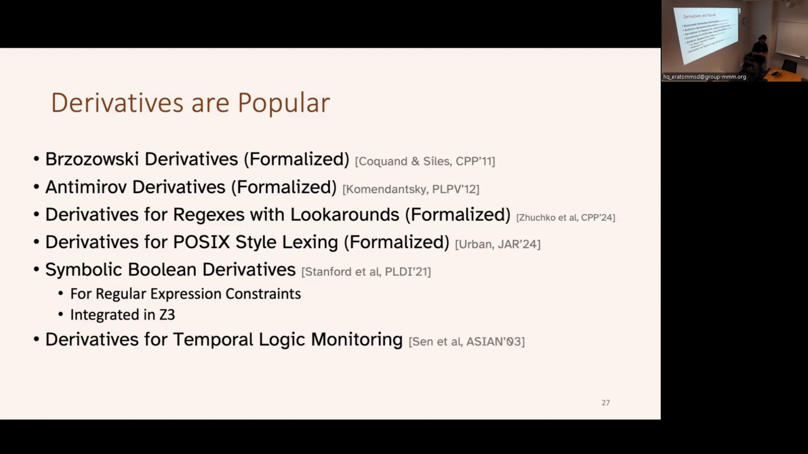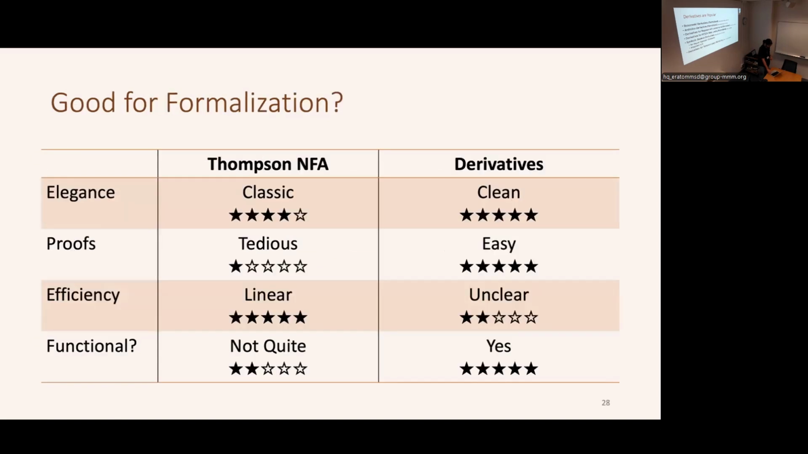Derivatives also have been used for temporal logic monitoring. So this is from 2003. So let us summarize this part of the talk. Elegance: I think it's extremely clean. Proofs are also very easy, because it's supposed to be one of the exercises in one of the chapters of Software Foundations. So great.